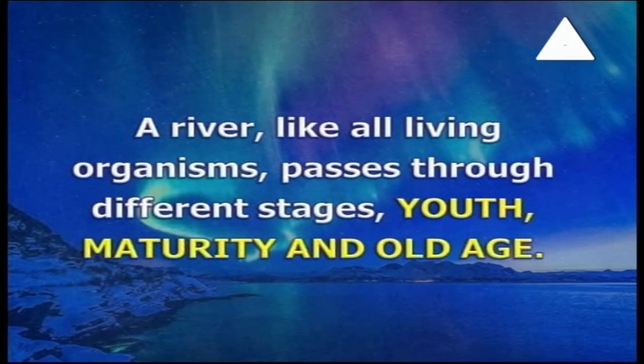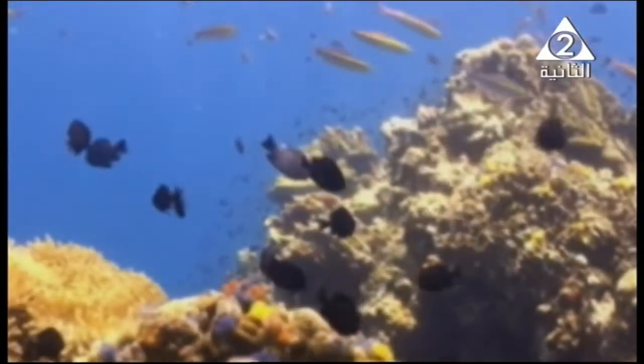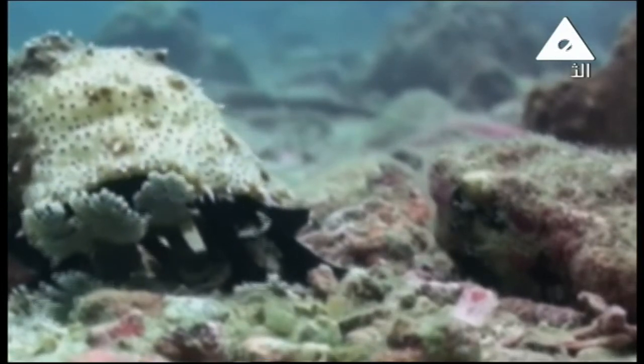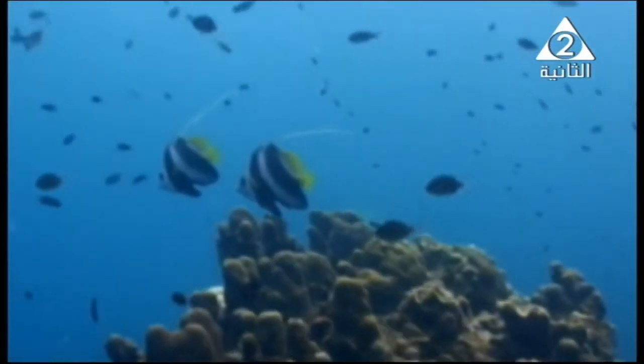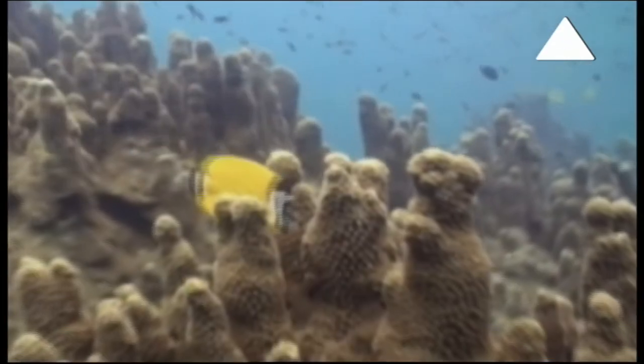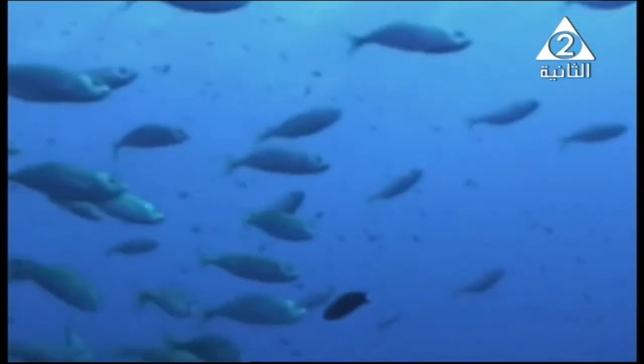A river, like all living organisms, passes through 3 different stages, which are youth, maturity, and old age. What are the stages of the rivers? Youth stage. In the stage of youth, the river is vigorous and erosion is rapid because of the steep gradient or slope. The gradient of a river is expressed as the ratio between the difference in elevation and the distance between any 2 points on its course, expressed in meters per kilometer. Gradient usually decreases in the downstream part of the river. The river deepens its channel, which becomes V-shaped in this stage.